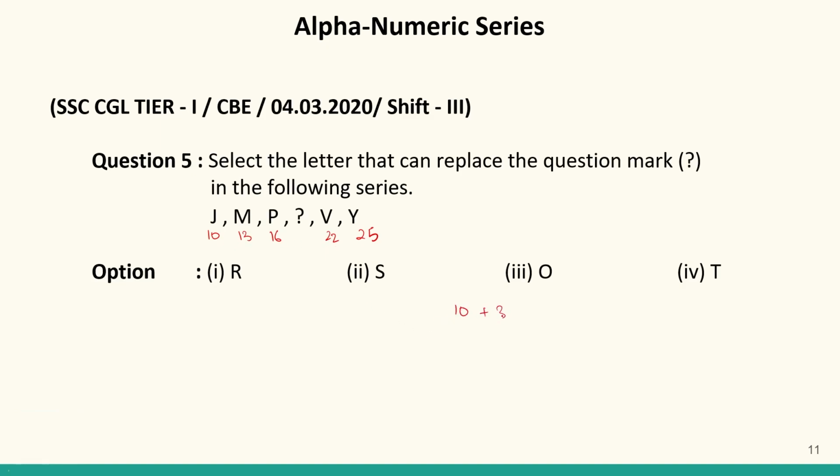How? 10 plus 3 will give me 13. 13 plus 3 will give me 16th rank. 16 plus 3 will give me 19th rank, which will be our answer. How? Because 19 plus 3 will give me 22nd rank. So it follows. And 22 plus 3 will give us 25th rank. So 19th rank belongs to which alphabet? S. So our answer will be option 2, S.